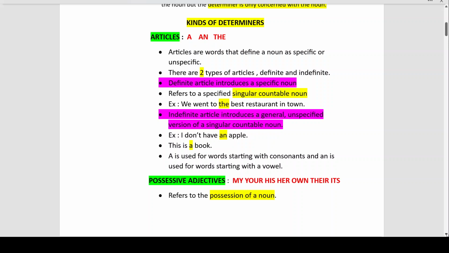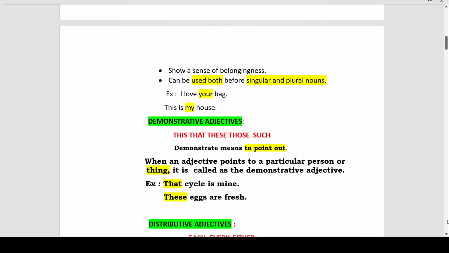Now, what are possessive adjectives? The word possessive itself means belonging to or ownership. Now it refers to the possession of a noun. What are the examples of possessive adjectives? My, your, his, her, our, their, and its. Now, how do we use these? Possessive adjectives show a sense of belongingness, like I told you, and they can be used both before singular and plural nouns.